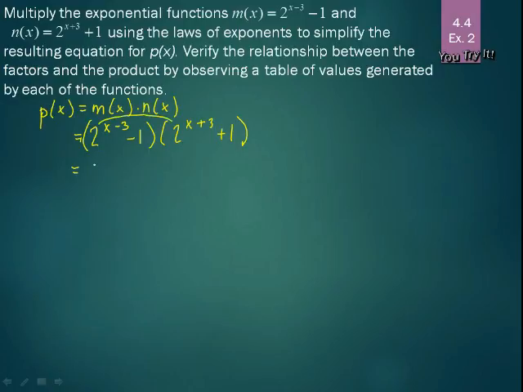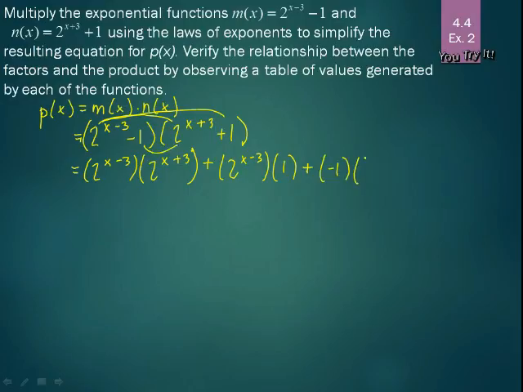So 2 to the x minus 3 times 2 to the x plus 3, and we'll simplify that in a minute. And then we have another term, so we can just add that, 2 to the x minus 3 times 1, and then we have negative 1 times 2 to the x plus 3, and finally we have negative 1 times positive 1. So I'm simplifying this out, then we'll have the same base 2, and then we'll multiply the exponents, which is just the same thing as adding them.